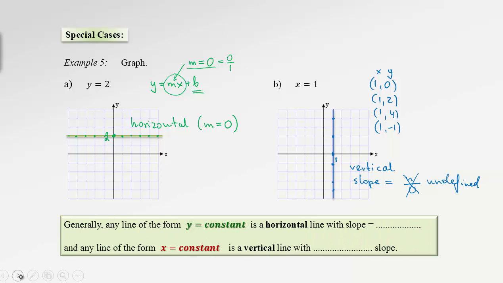Let's put those observations together. Generally, any line of the form y equals constant is a horizontal line with slope equal to, yes, 0. And any line of the form x equals constant is a vertical line with slope that is undefined. Notice that slope 0 doesn't mean undefined. Slope 0 means that a moving point is not climbing or not falling. However, undefined slope means that the point can't really move forward or backwards. It can only move up or down.